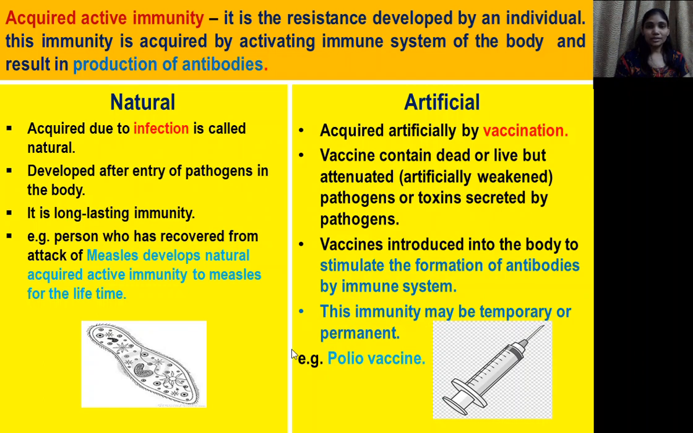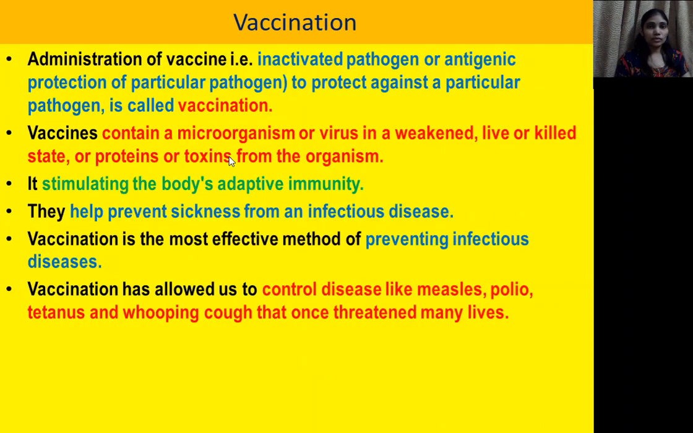This immunity may be temporary or permanent. For example, the polio vaccine. So you just remember here the example, that is the polio vaccine, for artificial active immunity. Okay, and the next one, just look at the vaccination. What is the vaccination? It is the administration of a vaccine, that is, an inactivated pathogen or antigenic protein of a particular pathogen, to protect against that particular pathogen.